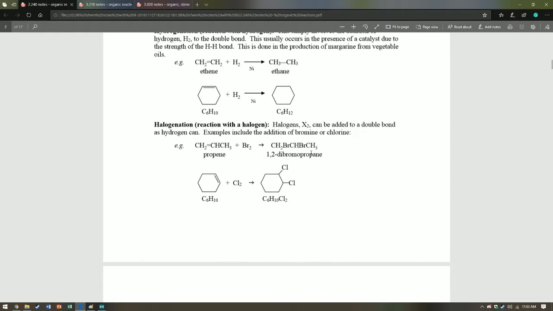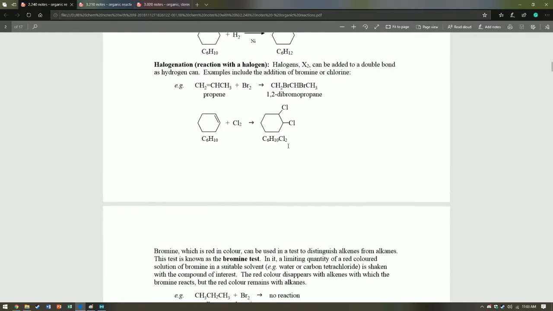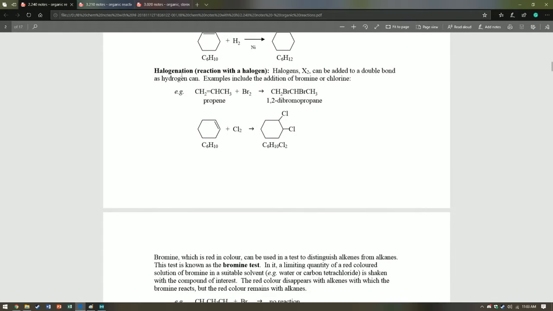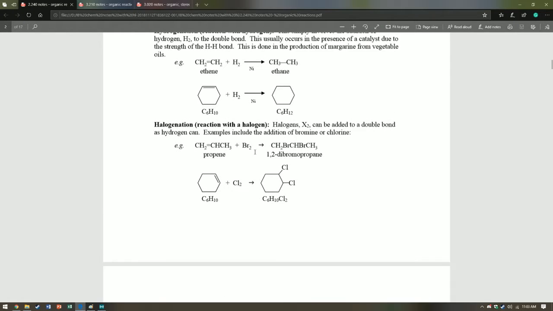You can also add halogens to an alkene. So halogenation, reacting with the halogen. Halogens X2 can be added to a double bond as hydrogen can, and here's an example with bromine and chlorine. Propene, if you add bromine to it, you can get 1,2-dibromopropane, and then C6H10, if you add chlorine to it, you can get this molecule here.